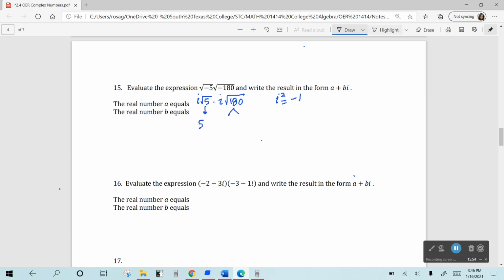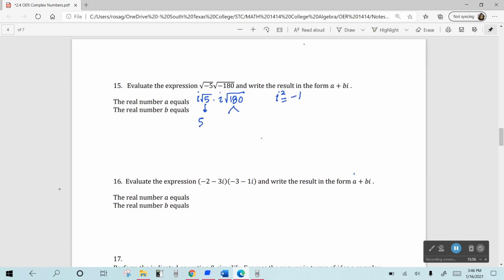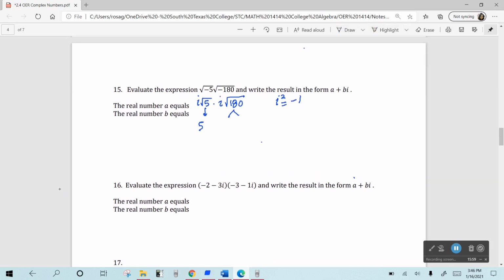Now the 180. I wonder why the highlight sometimes works and sometimes it doesn't. I have no clue. Okay, 180, maybe 90 and 2. So the 5 stays, the 2, 90, 9, and 10. Doesn't matter which numbers you pick because you're going to keep breaking them up until you can't break them up anymore. So you don't have to do 90 and 2. You can do 6 and 30, any number you want, as long as at the end, we're going to end up with the same numbers anyway. 3 and 3, 2 and 5.